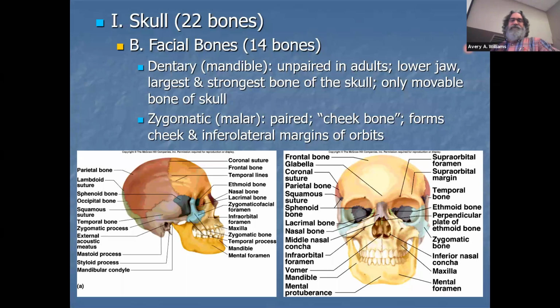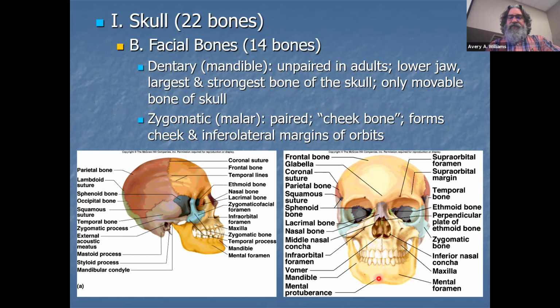Second bone. Now, again, I said the dentary bone is unpaired in adults. In a fetus, there's two. They fuse together right here in the middle. So this would be considered one of the 14, right? Then you have paired zygomatic bones, or sometimes they're called malar bones. I think most human anatomy books call them zygomatic bones. These are your cheekbones, the blue one here, right here, and here.